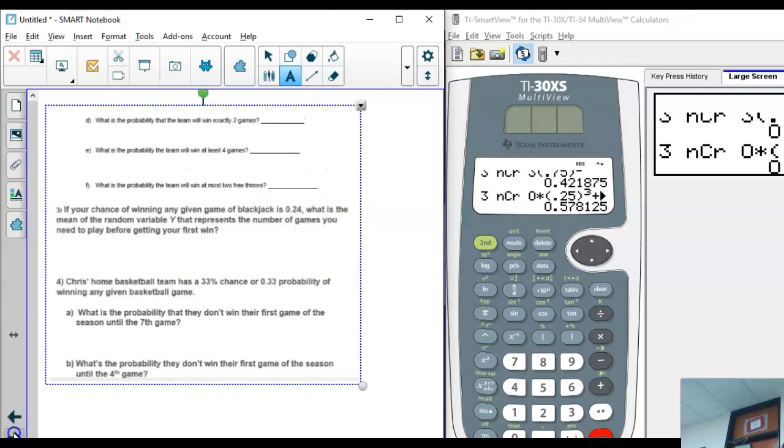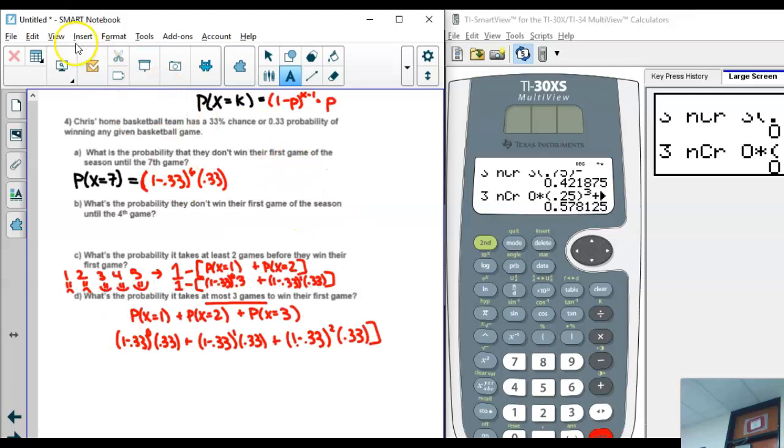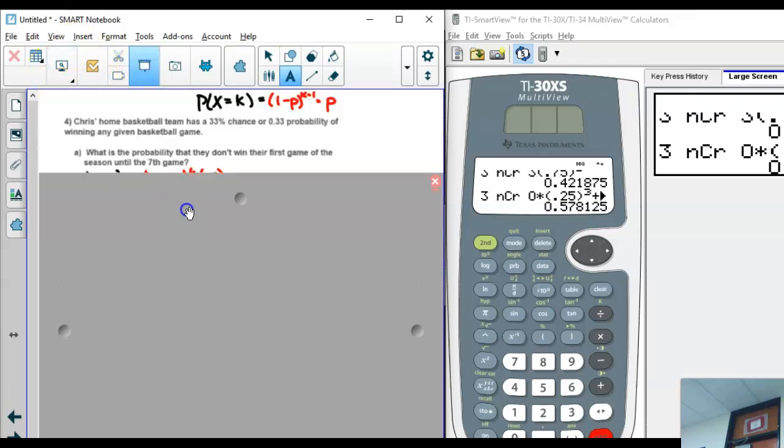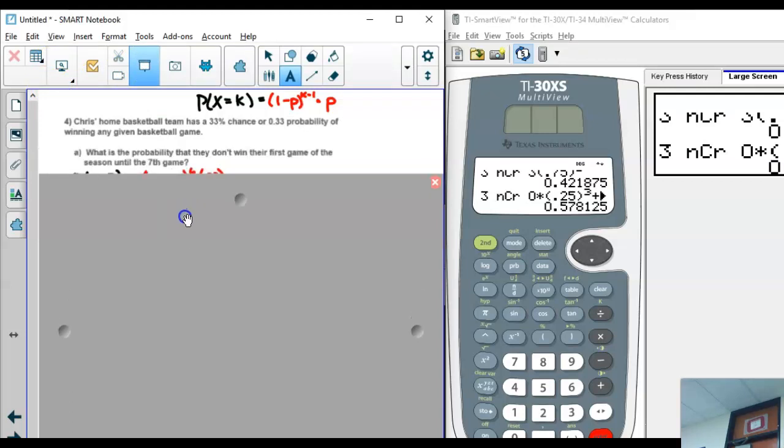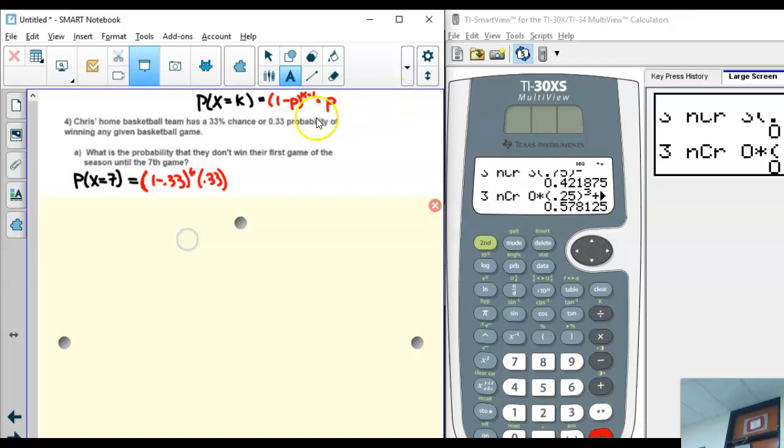So here's a good geometric one for you about Chris. Chris's home basketball team has a 33% chance, or 0.33 probability, of winning any given basketball game. What is the probability they don't win their first game of the season until the 7th game? So that's the probability that x is equal to 7. And here's our formula that we're using for geometric probability.